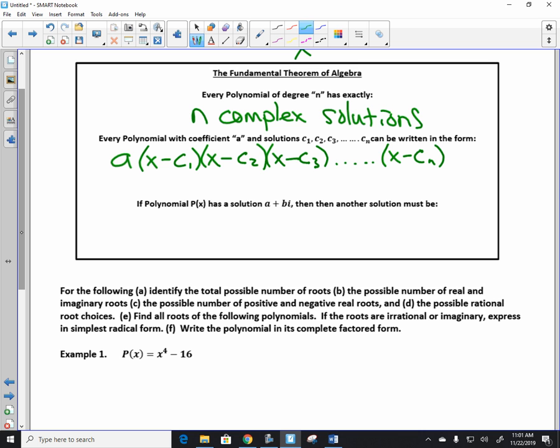So it might not be x to the fifth, it might be 2x to the fifth. It might not be x to the eighth, it might be 1/3 x to the eighth. So there may be a coefficient out front.